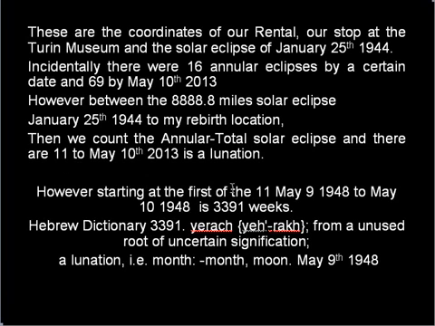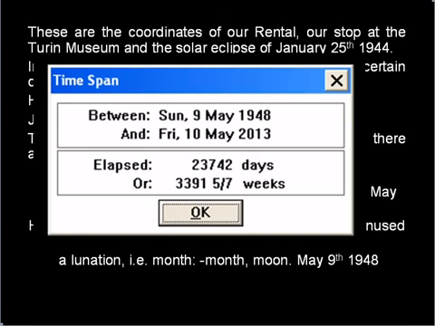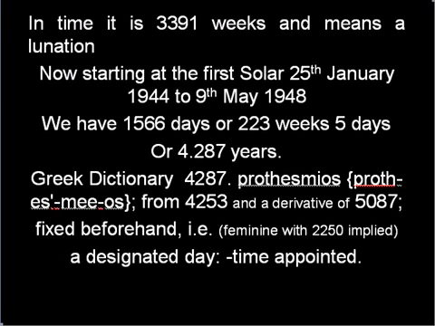However, starting at the first of the 11, May the 9th, 1948, to May the 10th, 2013, is 3391 weeks. And that number is the moon, by lunation. Okay? So then I just jump in and prove it with the numbers. Now, I haven't done how old I was on that date, or rather between those two dates. I haven't worked out how many years there is yet. So that is something I would explore. So I did it. 4.287 years is a designated day, time appointed, fixed beforehand. Now, that is what it is. The moon is talking to you.